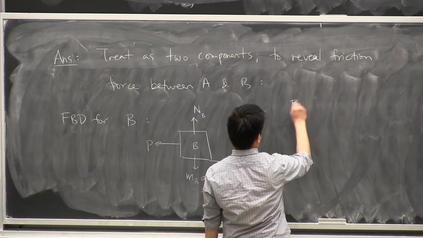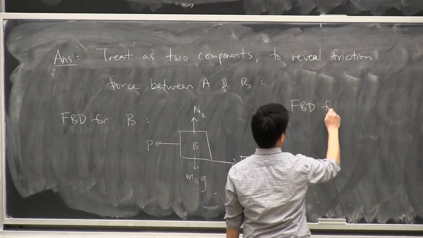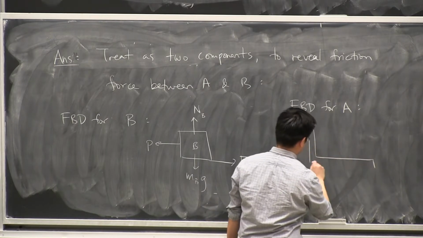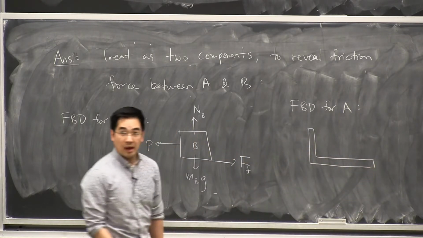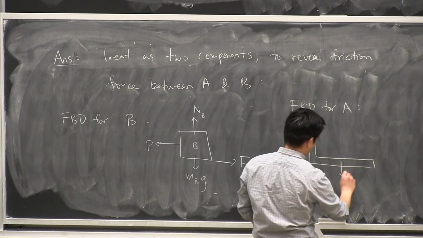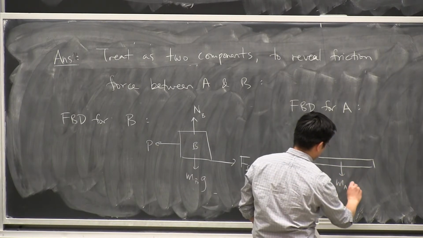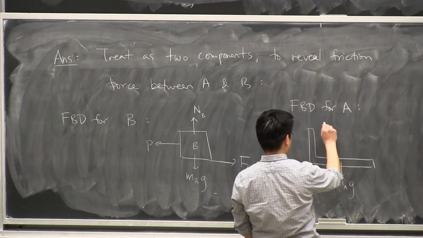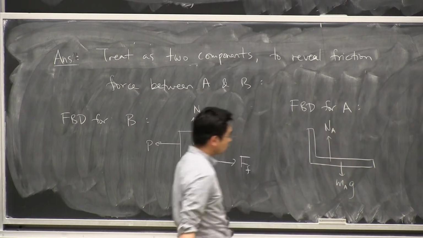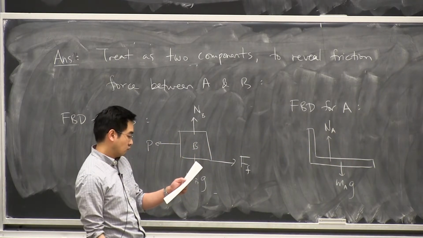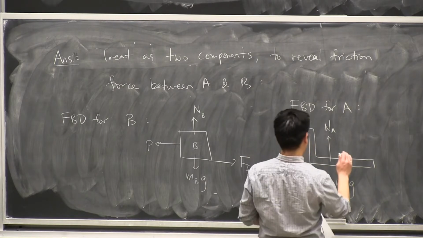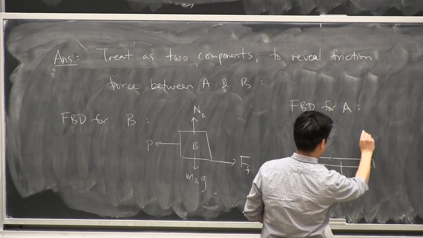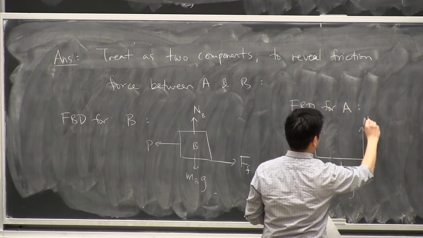Now let's do the free body diagram for A. For A, it should be like this. Okay, and so first things first, we've got MAG. We've got normal force of the table on L. That's kind of blocking my diagram. Let me do this. NA.